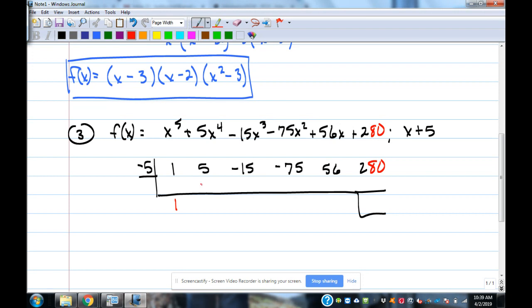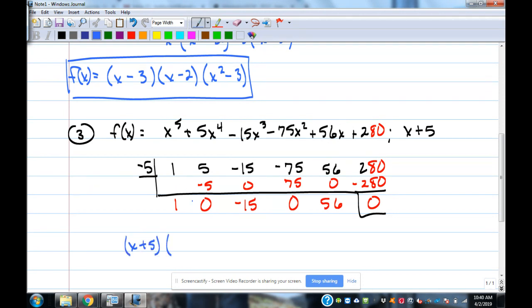1 times -5 is -5. Happens to be a 0 right there. That's nice. So that's going to be 0, be -15. That's going to be -15 times 5. The 50 plus 25 is 75. Another 0. That's 56. 56 times -5 would be -280, which is 0 as a remainder. So that leaves us the factors x plus 5.